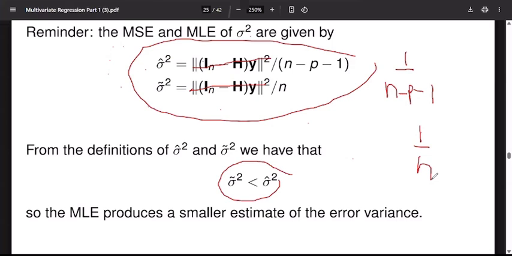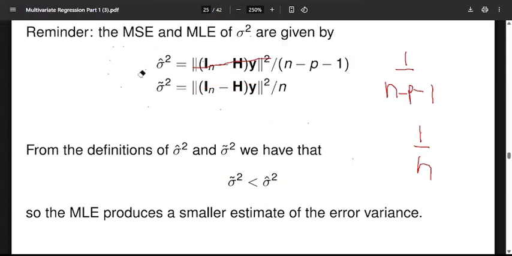Now, this is what I'm trying to say. Sorry, it is the second one that will be smaller. Because if I have, let's say, 1 over 10 and 1 over 8, can you see that? Which one is smaller? 1 over 10 will be smaller. You know that? So now what we're trying to see here is this.